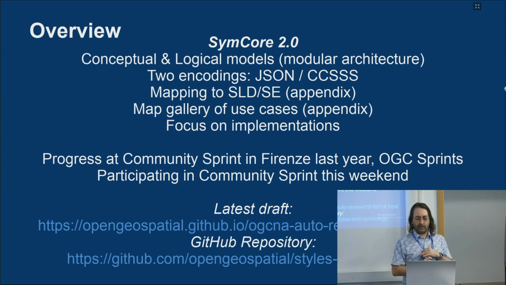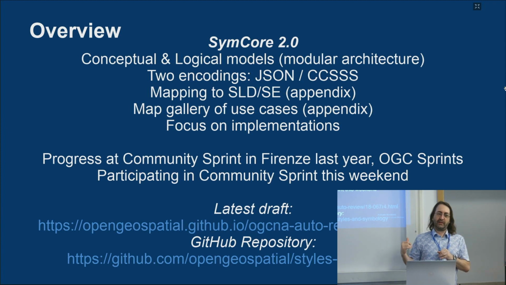This is a quick overview, a bit of a repeat of what I was saying. Conceptual and logical model to encoding: one JSON, one CSS. We'll have an appendix that says how this maps to SLD/SE, to facilitate transition from existing implementations that already implement SLD/SE. And we'll have a map gallery of use cases that will illustrate what you can describe with this and which requirements classes were used in each of the maps.